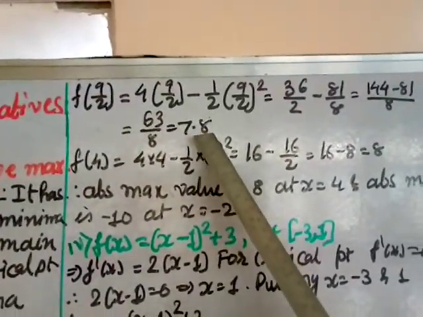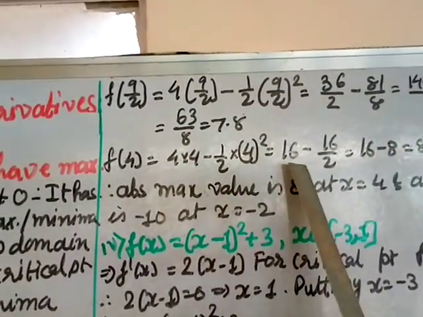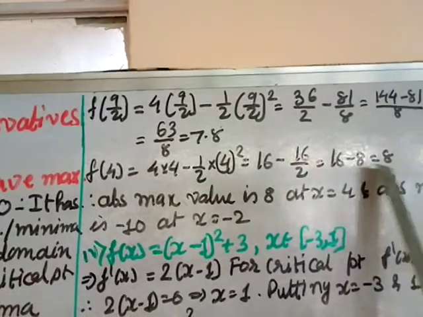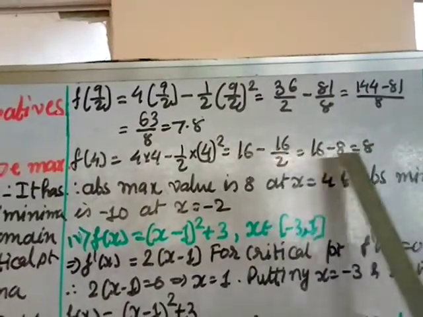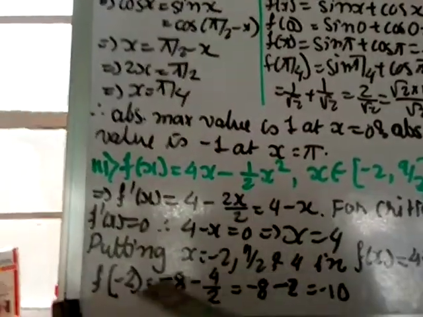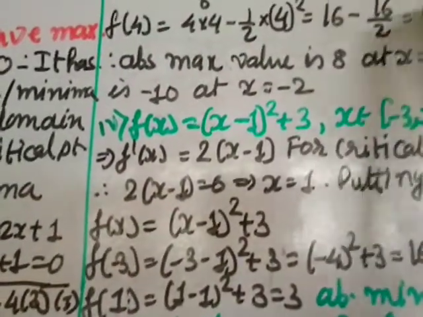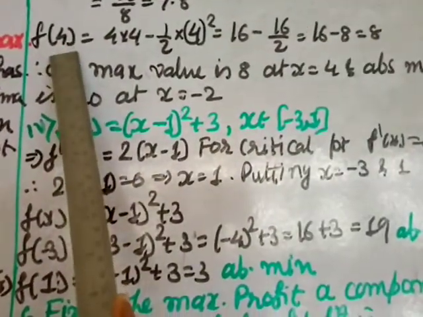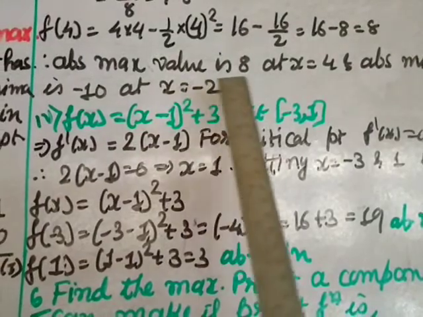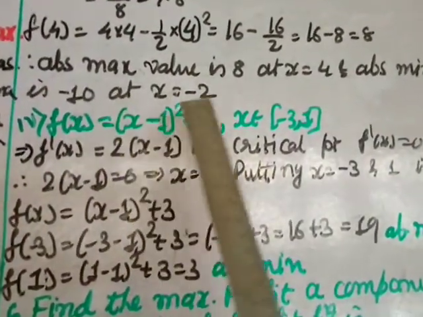Divide, so 7.8. Then we'll put 4 here, 4 square. So you get 16. Here 16 by 2, that is 8. And 16 minus 8 is 8. So among these three I can see this is 8, which is the maximum, and the minimum is this one, minus 10. So the minimum value is at x equal to minus 2 and the value is minus 10, and the maximum value is 8 at x equal to 4. Absolute maximum is 8 at x equal to 4 and absolute minimum is minus 10 at x equal to minus 2.